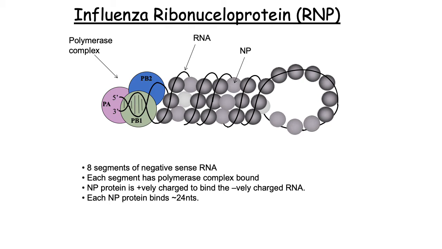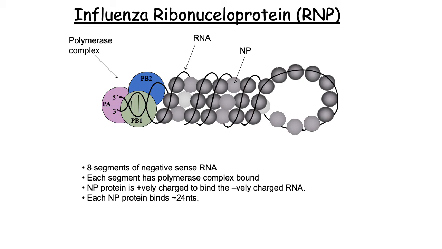Now there's a function for each one of these, and that's pretty neat. And so this is another thing I'd like you to get good notes on. So the function for these is that PB1 is the actual polymerase. This is actually going to copy the RNA. PA is a cap-snatching enzyme.